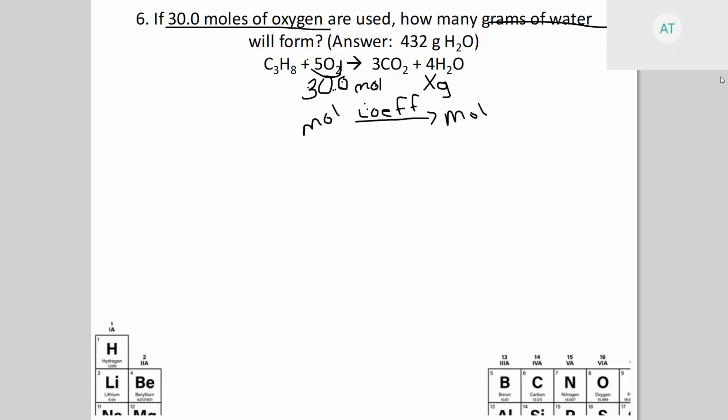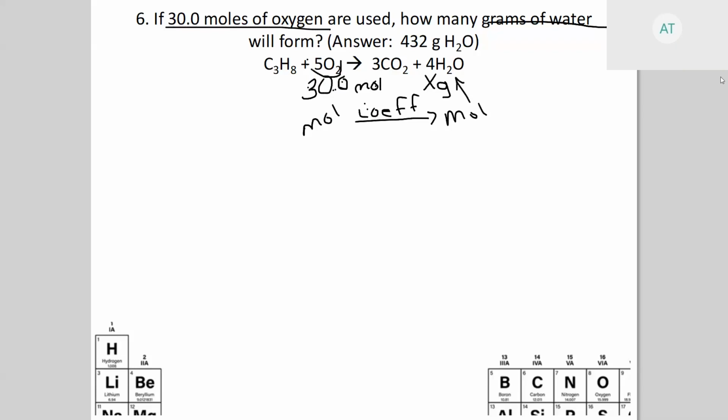So is our starting number in moles, or is it in a different unit? It is. We're starting with 30.0 moles, so we don't have to worry about a conversion factor for that one. Are they asking about moles? No, they're asking about how many grams. That's right. They're asking about how many grams, which means we need another conversion factor.